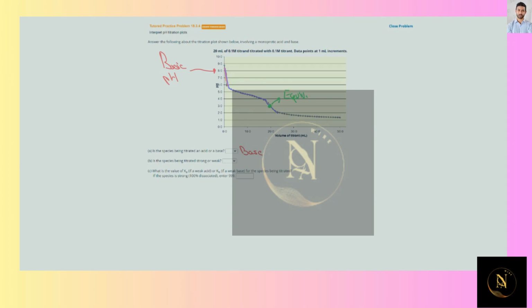So this behavior is going to be characteristic of a weak base, since on this region we're going to have a buffering region where we're going to have presence of the weak base, plus the conjugate acid.